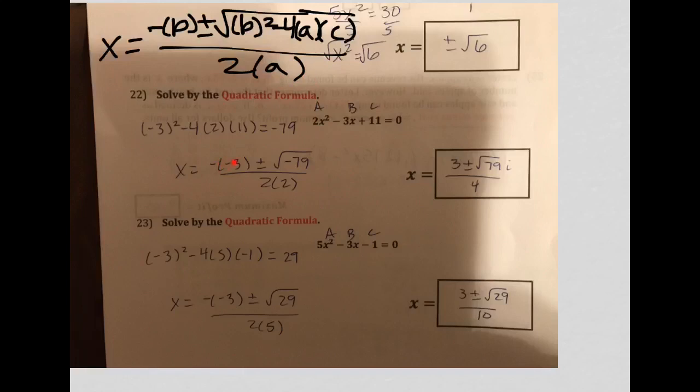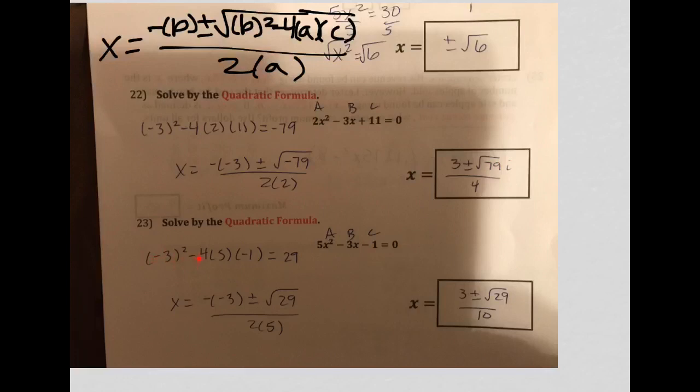So negative 3 plus or minus square root of negative 79 over 2 times 2. So the negative 3 gives me positive 3. 2 times 2 gives me 4. The negative square root of 79, the i is there because it was negative. 79 is not going to break down. So I'm just going to leave it. And if you get this far, then you've gotten full credit.